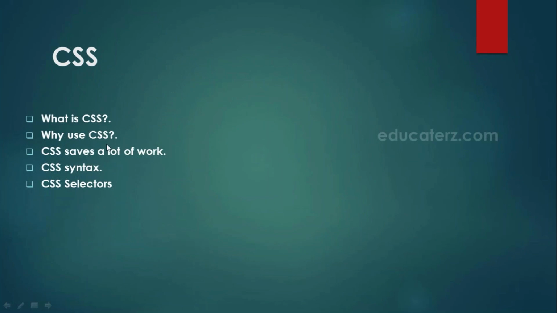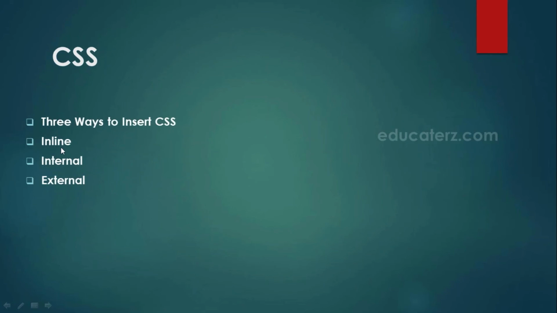The main thing is what is CSS, why we use CSS, it saves a lot of work. CSS syntax we have seen, CSS selectors like element selector, ID selector, class selector we have seen. Three ways to insert CSS: inline, internal and external. The external style sheet can be used most of the time because it saves a lot of time if you are keeping this in a separate file. So if you change in one place, it will be affected in all other places.